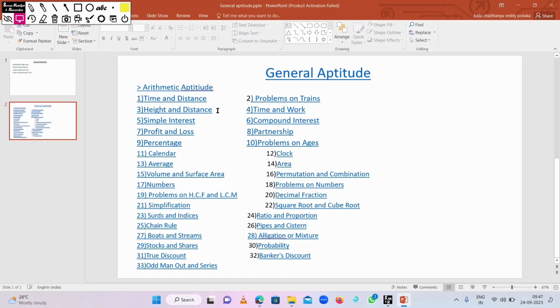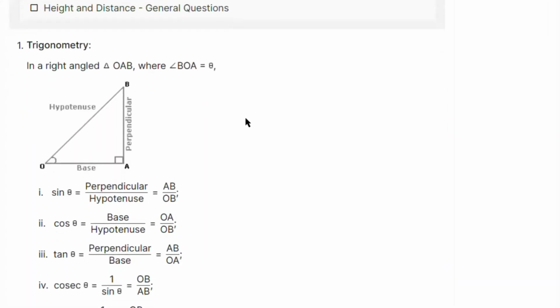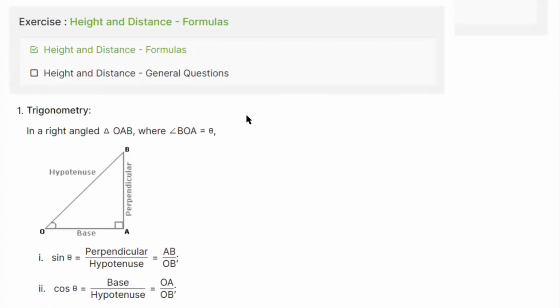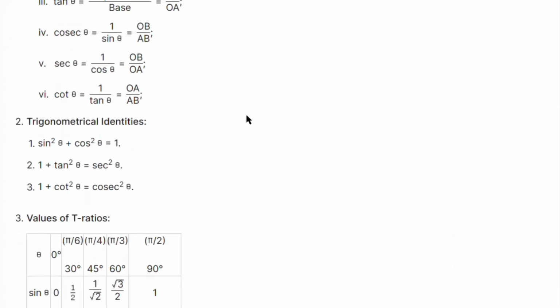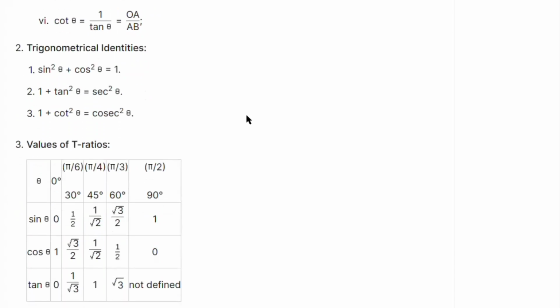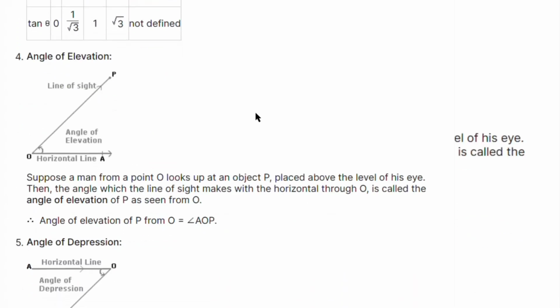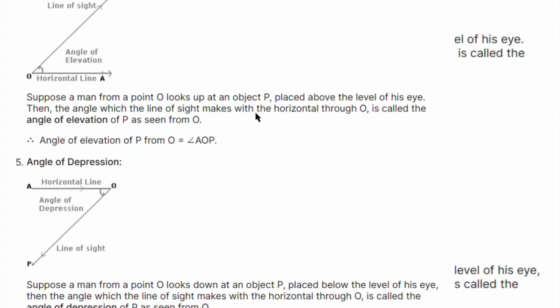First we will see the formulas of height and distance, and then we will go with questions based on them. So mainly there are five types of formulas. First we'll go with the trigonometry formulas, then the trigonometry identities, then the T ratios, that is sine angles, cos angles, and then the angle of elevation, and at last the angle of depression.